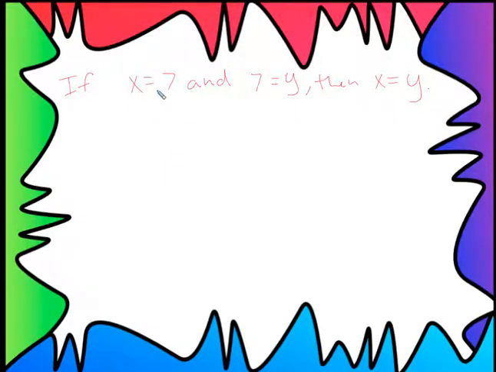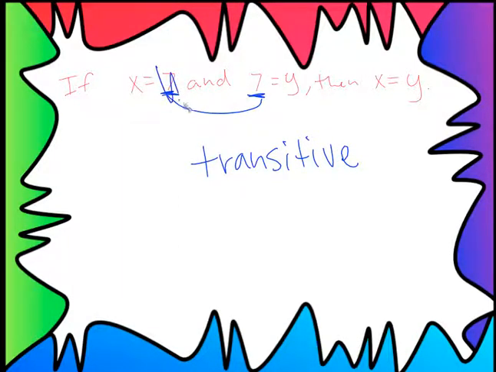So if x equals 7 and 7 equals y, then x equals y. So because the second one becomes the first one, that is transitive property. It's like chain law. You take out this middle part, and the first one equals the last one.